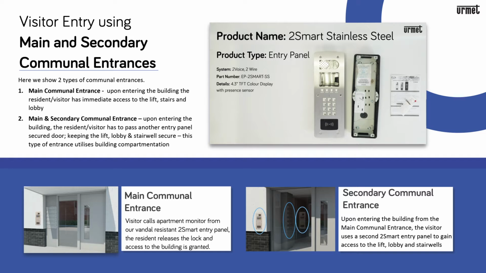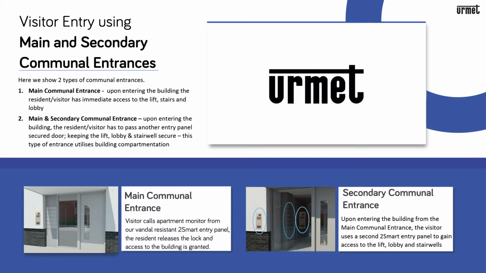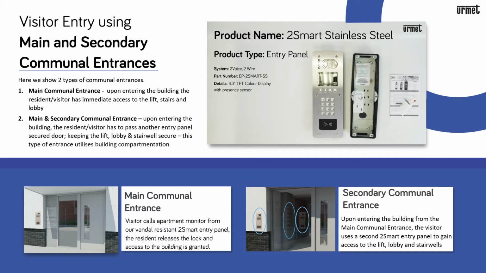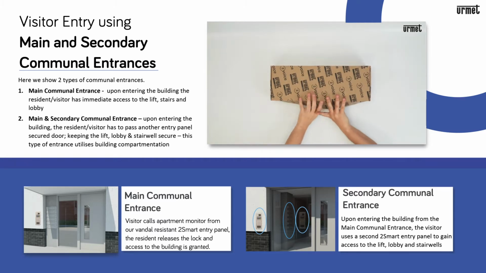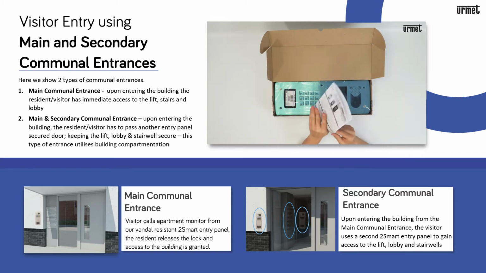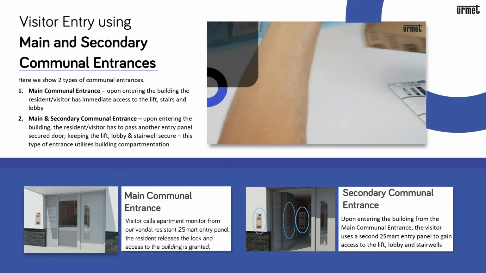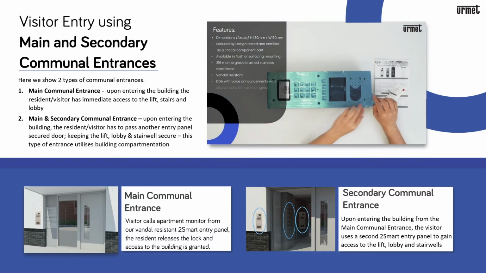For visitor entry via main and secondary communal entrances, the Secured by Design guidelines suggest a vandal-resistant video entry panel. So, what's the Urmet solution? It's our 2-voice, 2-smart, vandal-resistant video door entry panel. This panel has been tested to ensure it complies with Secured by Design's building security standards to restrict unauthorized entry and make buildings sufficiently robust to resist malicious electronic and physical attack.